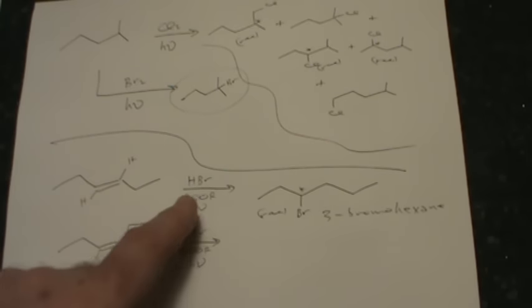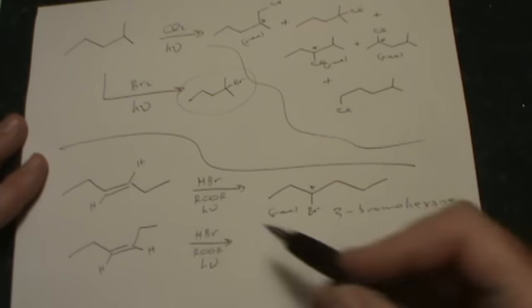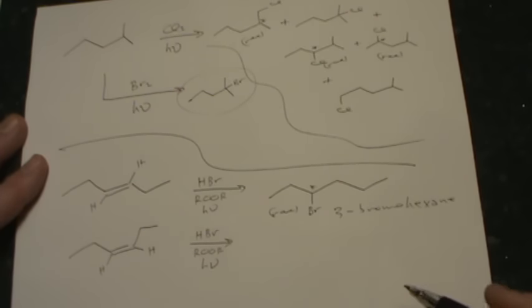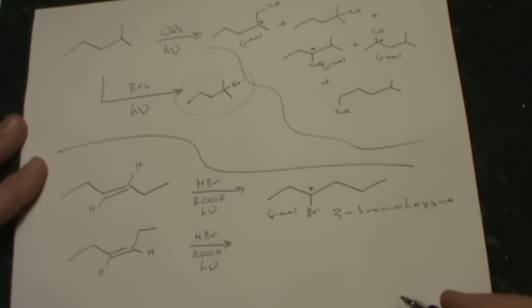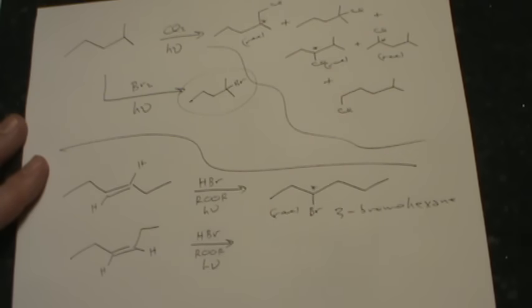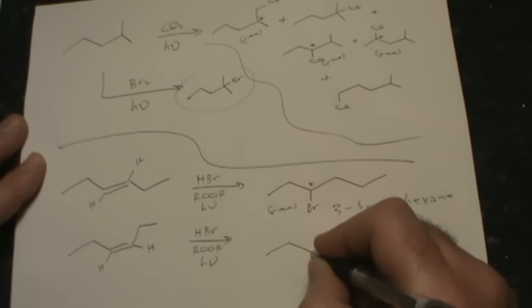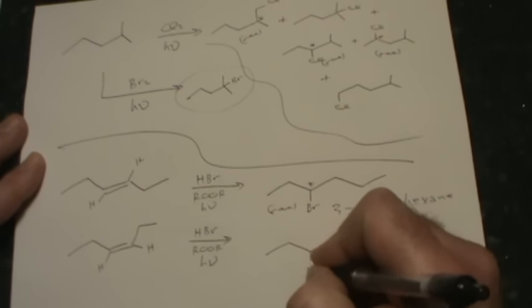Back to this free radical hydrobromination. I just ran the reaction on the trans 3-hexene. Now let's run it on the cis 3-hexene. And what you see is that as soon as the pi bond is lost, we lose the cis and the trans stereochemistry. So in other words, we are going to get exactly the same product.